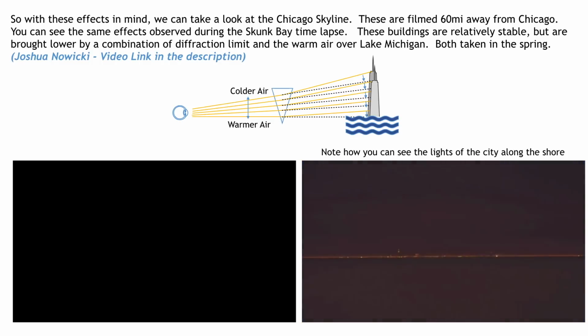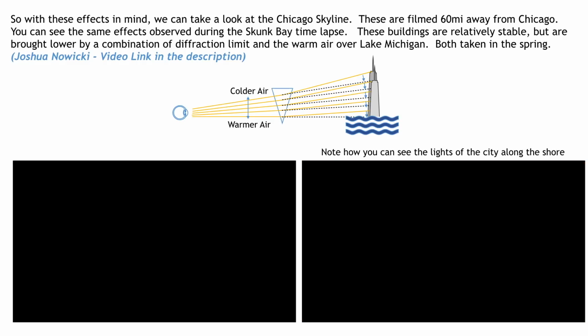And you can see the Willis Tower and some of the other skyscrapers along it. And again, this is 60 miles away, which is around 2,000 feet of curvature. The tallest building is less than 2,000 feet in the Chicago skyline.